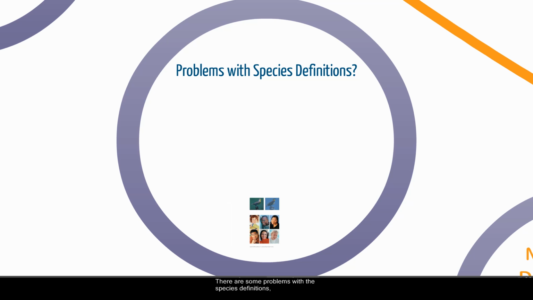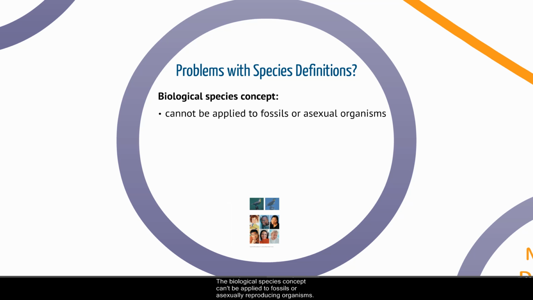There are some problems with these species definitions, and you can probably guess, if you have 5 or 6 different ones, that there are different issues with each one. The biological species concept can't be applied to fossils or asexually reproducing organisms. If you reproduce by budding off an exact copy of yourself, that's not a good way to determine if a group of organisms are interacting and reproducing. And obviously, if you have 2 fossils lying next to each other, you're never going to be able to figure out if they could reproduce and produce viable offspring.